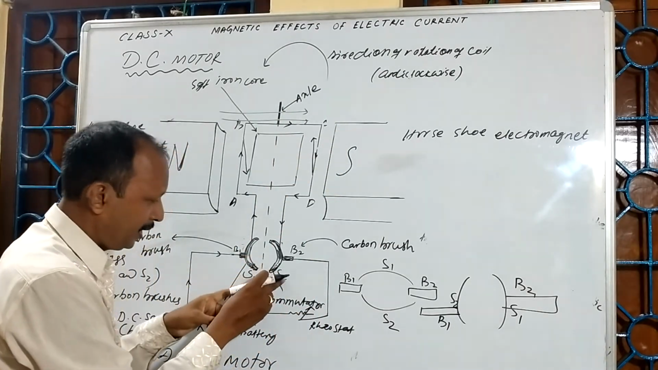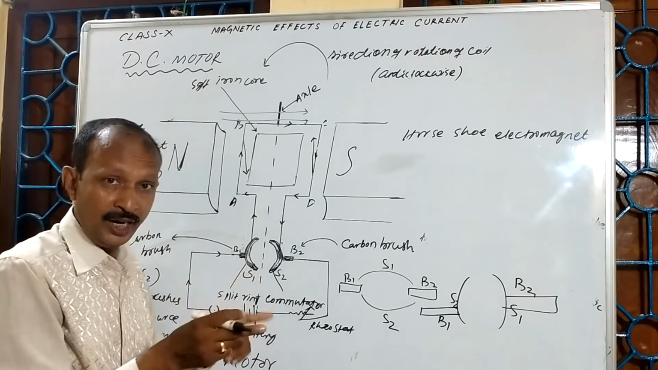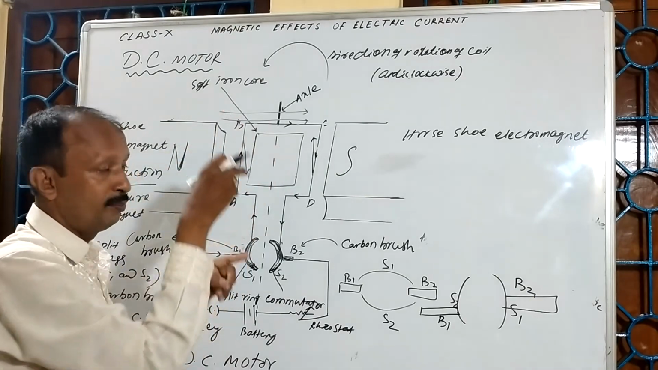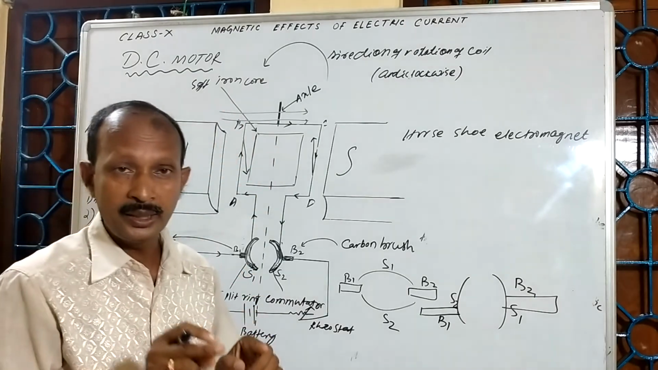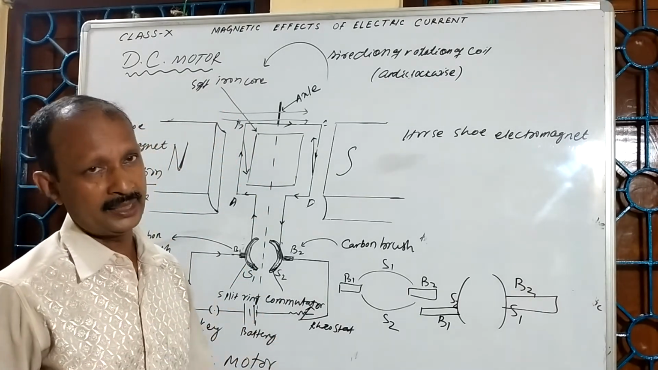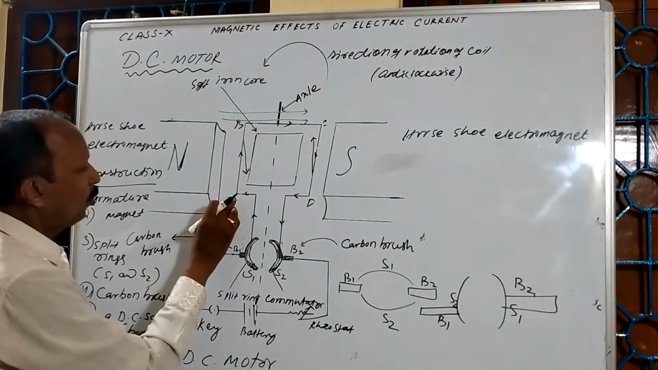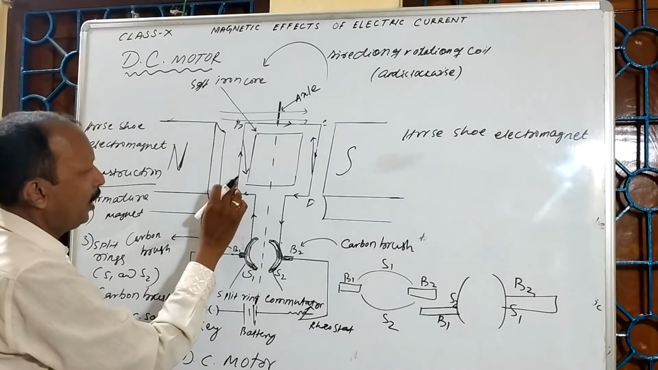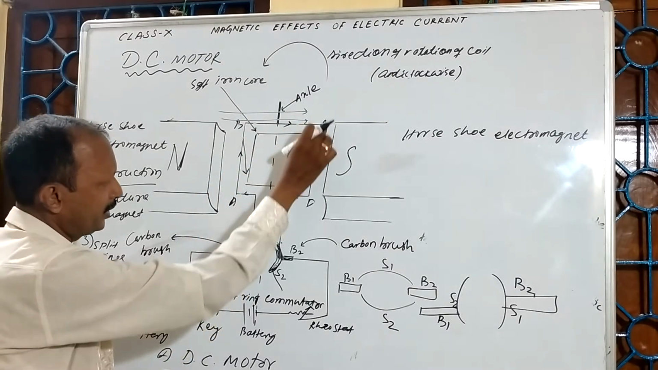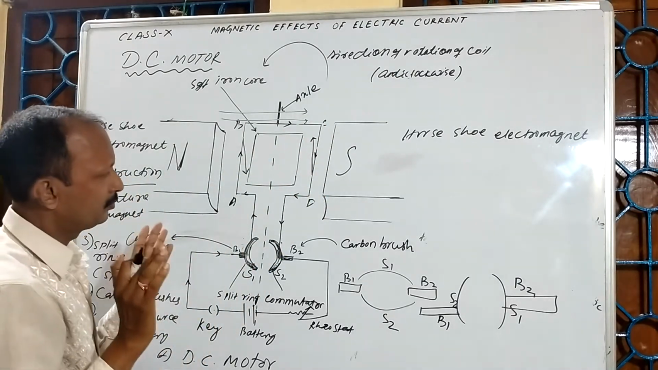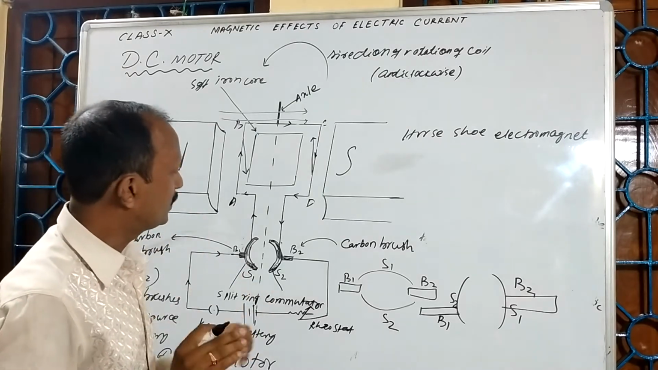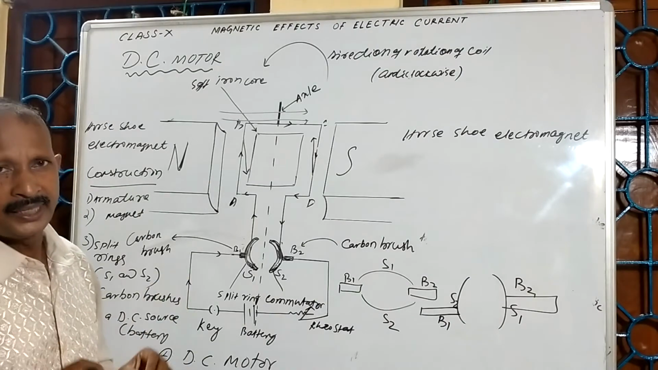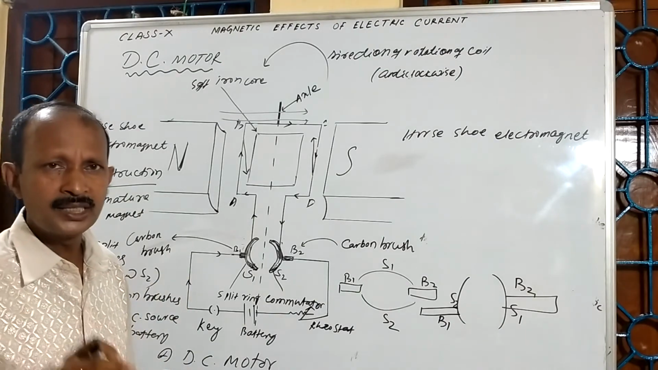So the split rings help to change the direction of the current. As a result, the coil is able to rotate continuously in one direction. The fact is that when this side is AB, current is going like this. When this one comes to this side, current is moving like this. So this is about the working of a DC motor.